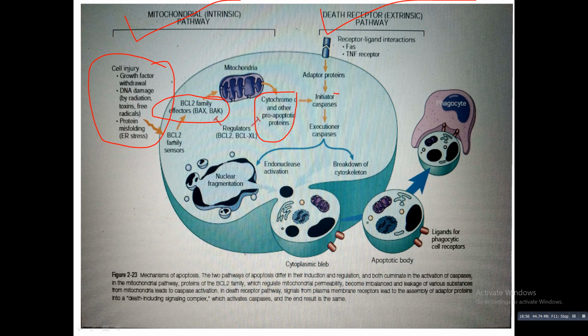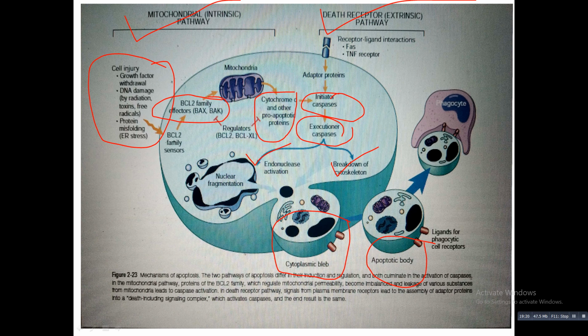Both these processes result in the formation of cytoplasmic bleb, ultimately leading to apoptotic body formation, which I already said comprise nothing but portions of the fragmented cell, and ultimately these apoptotic bodies are expressing certain ligands which facilitate their phagocytosis. Okay, very simple process.